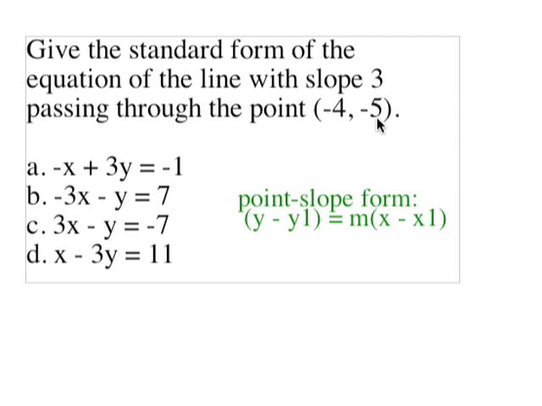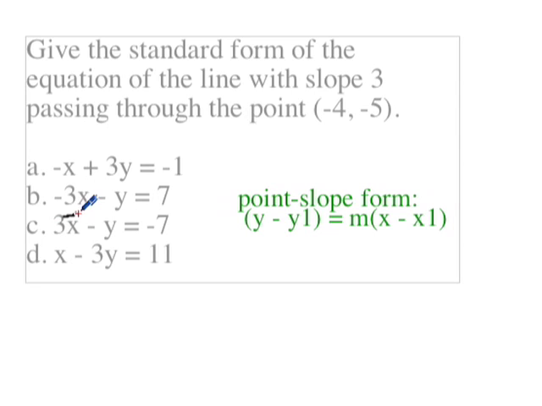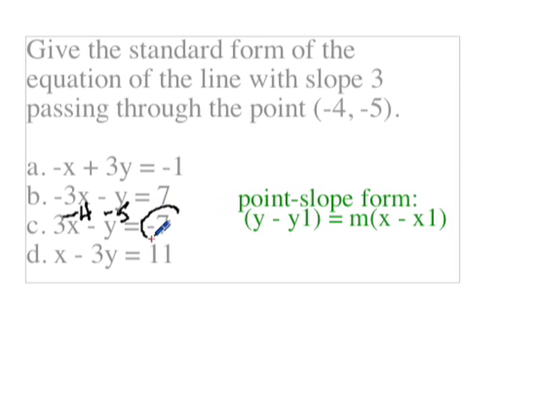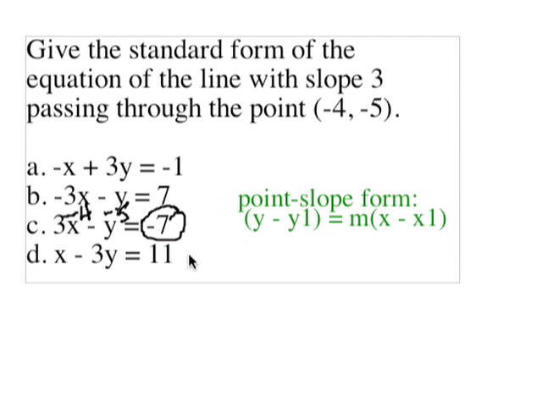X is negative 4, y is negative 5. So I'll do that. I'll put in a negative 4 here for x and a negative 5 here for y. So 3 times negative 4 is negative 12 minus a negative 5. So that's negative 12 plus 5. That's a negative 7. The answer checks. So maybe a little bit quicker to do it that way. Give it a try next time.